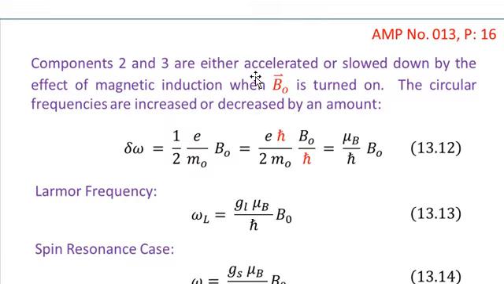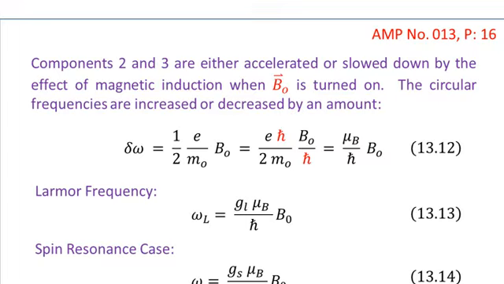Components 2 and 3 are either accelerated or slowed down by the effect of the magnetic induction when B naught is turned on. The circular frequencies are increased or decreased by an amount delta omega equal to half times E over M naught times B naught, because this has been measured and was found to be equal to this quantity. So multiplying with h bar and dividing by h bar, you can introduce the Bohr magneton mu B. So mu B over h bar times B naught is the delta omega. This is the shift in frequencies of the two components with respect to the central component.